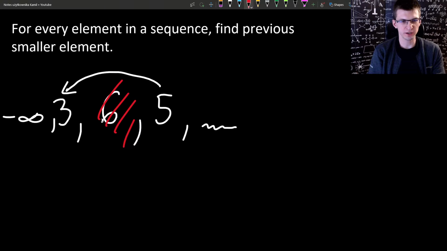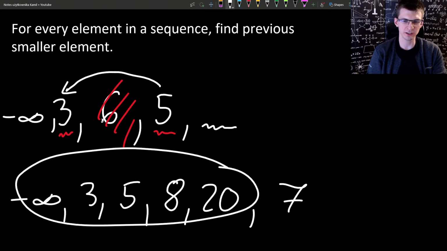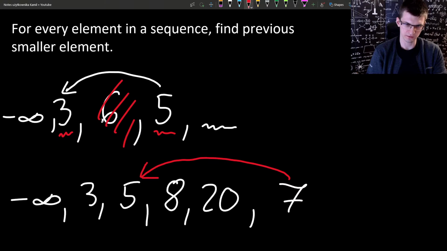We will always maintain some increasing sequence. Like this, let's say minus infinity, 3, 5. Let's say that later we got 8, and also we got 20. What happens now if we have 7? Well, if it's increasing, your first thought can be we binary search. Yes, we can. That's unnecessary, but we can. We can binary search that last value not exceeding 7, like that.